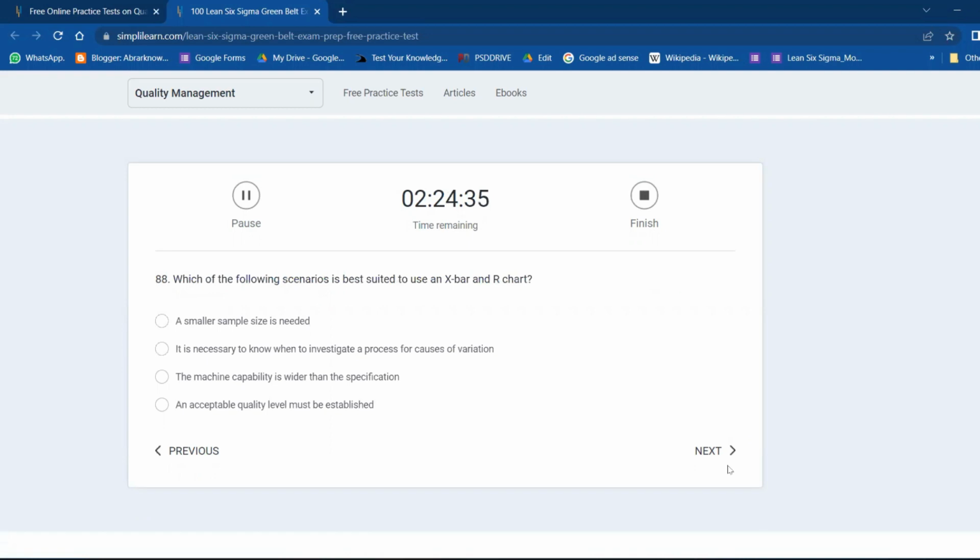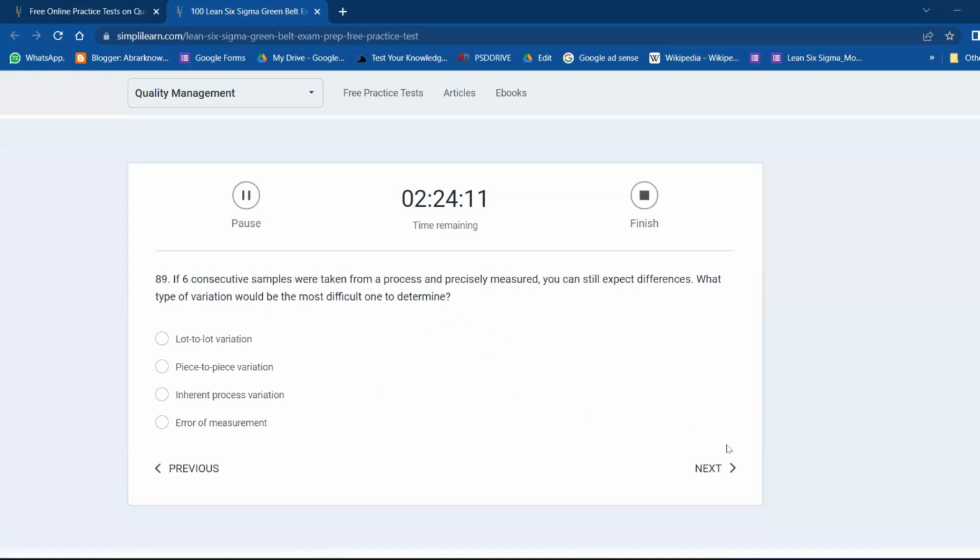The next question: which of the following scenarios is best suited to use an X-bar R chart? A smaller sample size is needed. That's a very important advantage of this one. Or it is necessary to investigate a process for causes of variation. Any assignable cause, this is the main purpose. And if 6 consecutive samples were taken from a process and precisely measured, you can still expect differences. What type of variation are we talking about? Lot to lot variation.